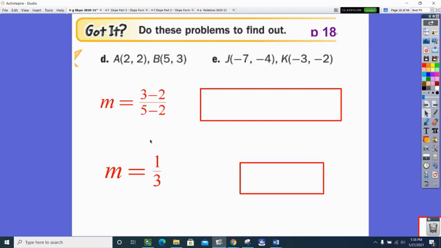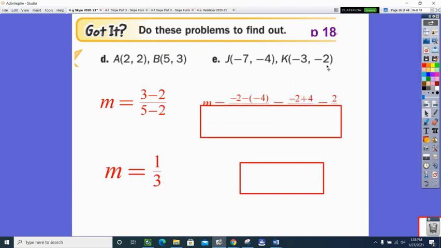Okay, your turn. Now with the negatives, guys, listen. You're going to take y minus y. So it's going to be a whole lot of negative minus stuff going here. Give it a shot and come back. We'll see how you did.